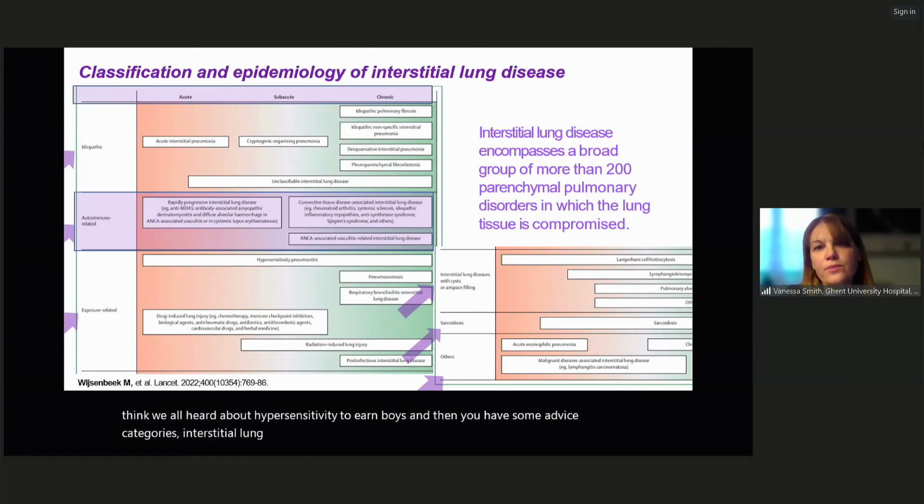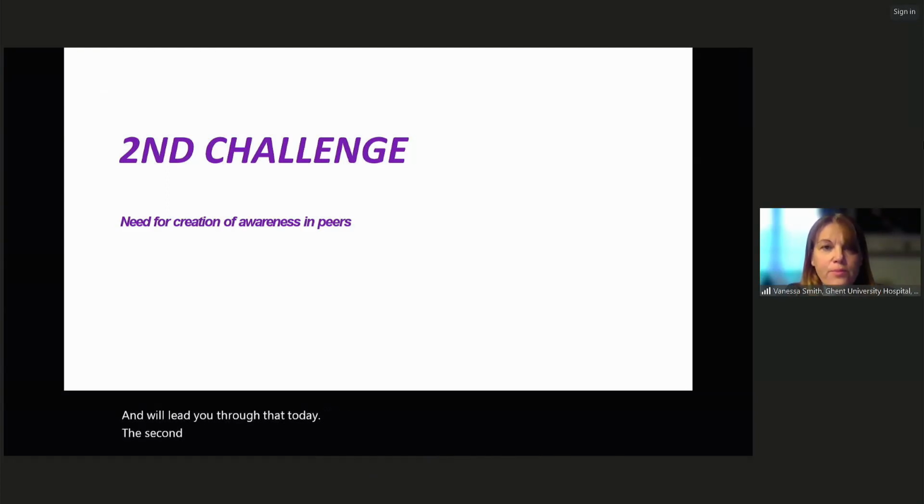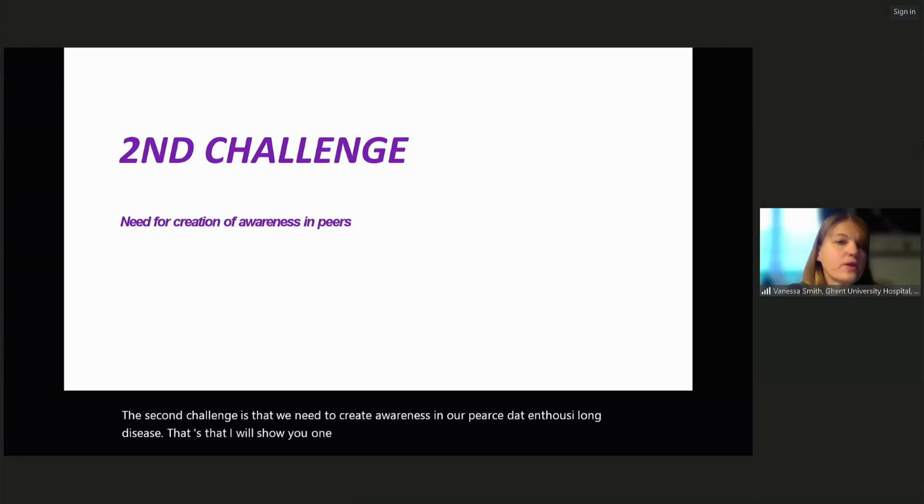Depending on which category you belong to, management might be different. And we'll lead you through that today. The second challenge is that we need to create awareness in our peers that interstitial lung disease does exist. And I will show you one example where peers from another good peripheral hospital were not aware of connective tissue disease associated ILD.